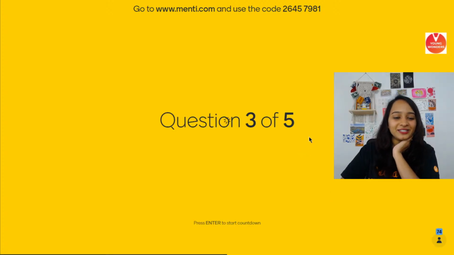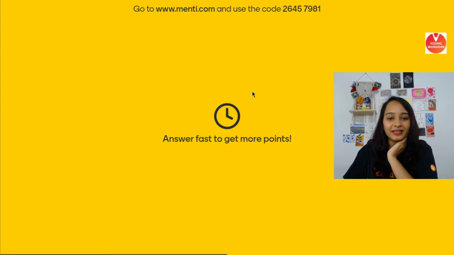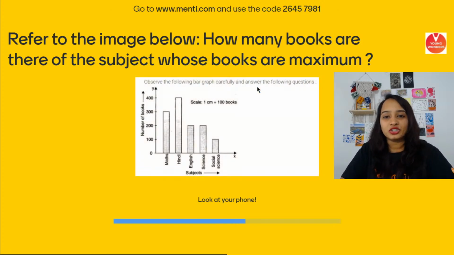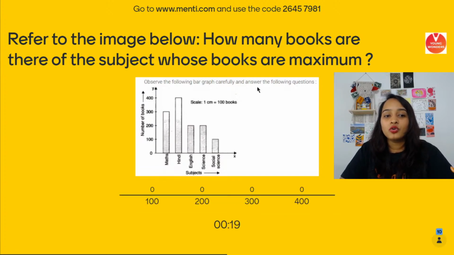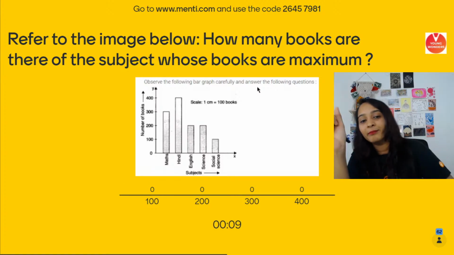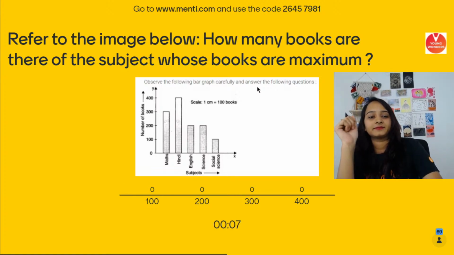Chalo, third question on your screens, everybody. Refer to the below image. How many books are there in the subject whose books are minimum? Which subject has minimum number of books and what is that number is what we are asking.